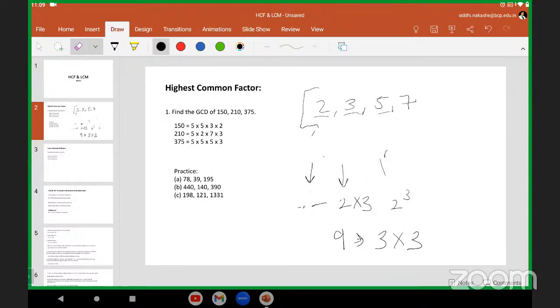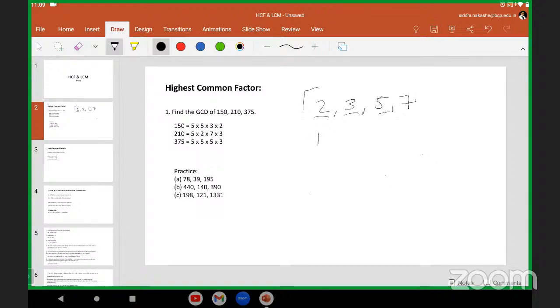So we can first start with GCD. GCD and HCF are the same, just different names. When we talk about HCF, let us start with the first question given. Look at the three numbers, 150, 210, and 375. First, we need to factorize these numbers. Let's start factorizing.